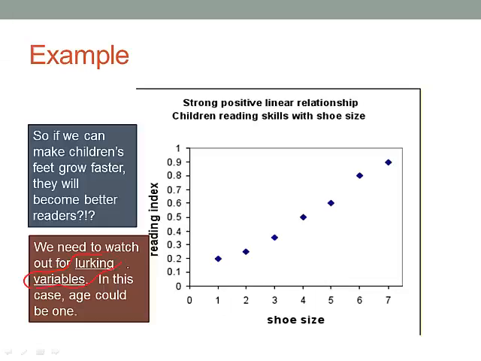So there's an underlying variable here that's really explaining why the reading index goes up. It's probably age in this case. Kids that are older typically have bigger shoe sizes, and people who are older are usually better readers. So this is an example that correlation is not causation. So again, a lurking variable is a variable related to both the explanatory variable and the response variable. And we'll see several examples of this.